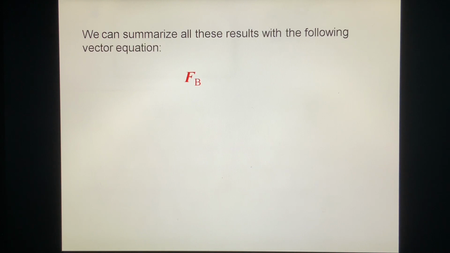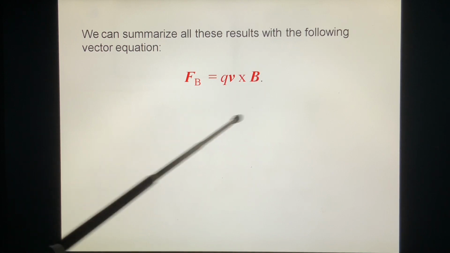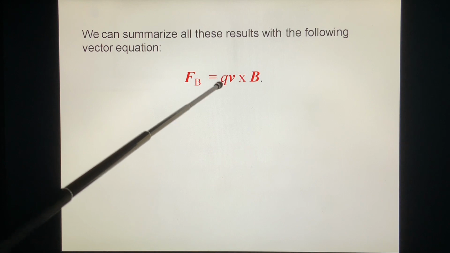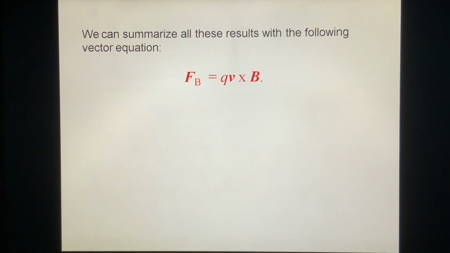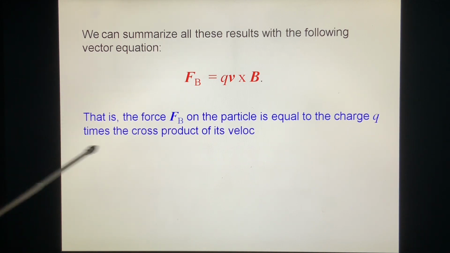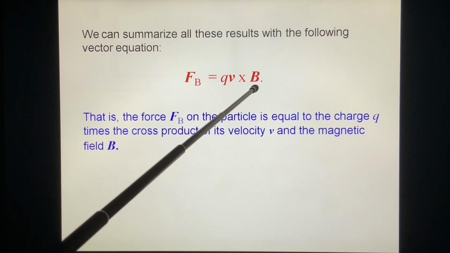Okay. We can summarize all these results with the following vector equation. Fb equals Q V cross B. Fb is the force acting on the charge. This is the charge Q. That's the velocity of the particle. This is the magnetic field. That is, the force Fb on the particle is equal to the charge Q times the cross product of its velocity and the magnetic field B.